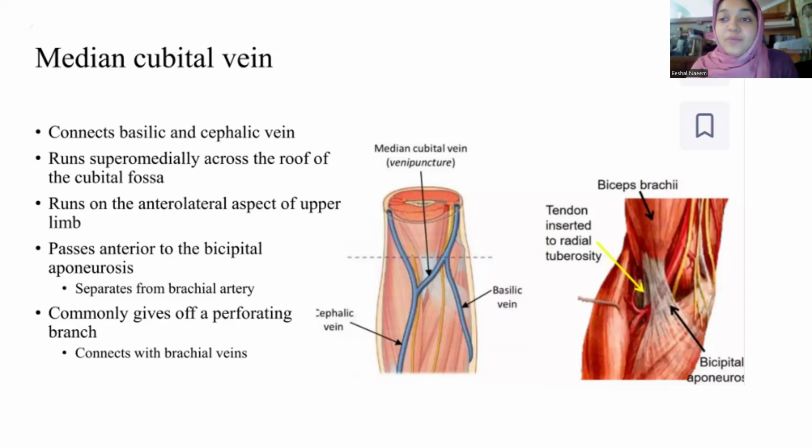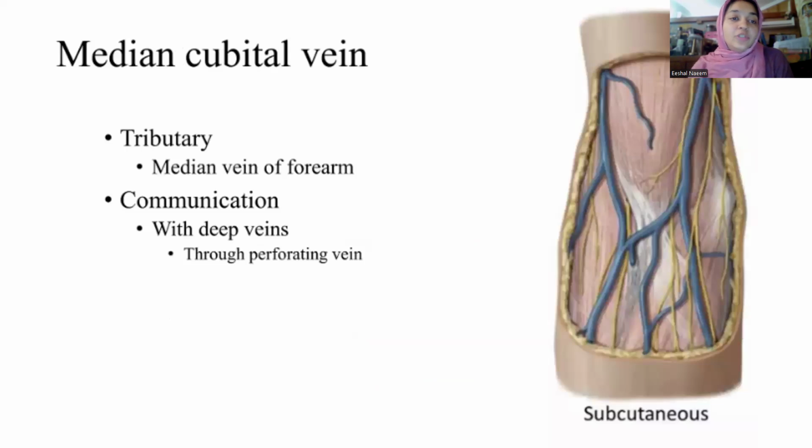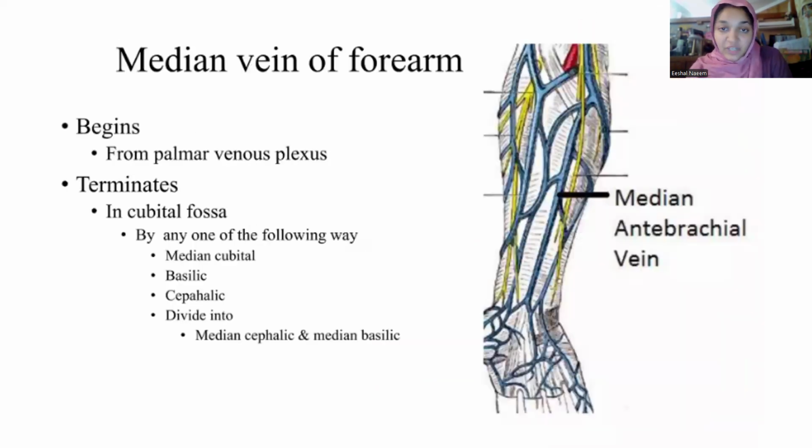So you always have perforators when you're helping or reinforcing drainage or supply somewhere. When we come to the median cubital vein, it's a tributary of the median vein of the forearm, and the communication that happens with it is with the deep veins through a perforating vein. The median vein of the forearm is also called the median antebrachial vein.